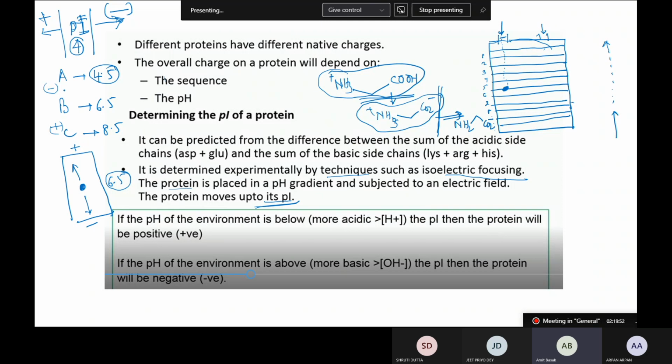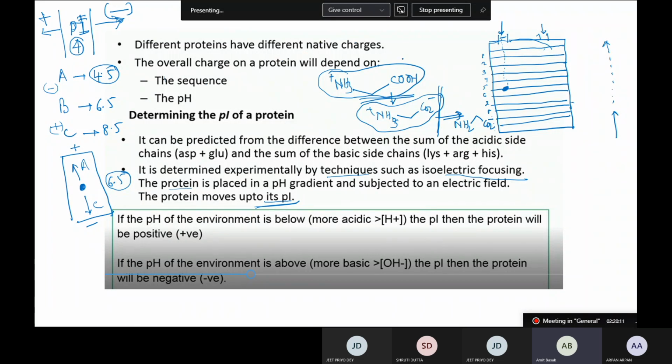Is it clear to everybody? This is minus, that is plus. So A will move towards this direction and C will move towards this direction. No, sir, it's not clear? Again, explain. Okay, what I am saying, is this clear?